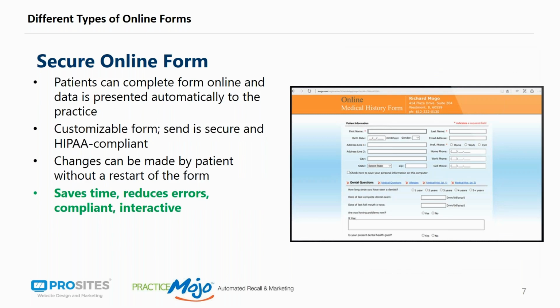What we think is important in the future is a secure online form where patients can complete the form online, the data can be presented automatically to the practice, a form that's customizable where you can send and exchange information securely and is HIPAA compliant, and then I can make changes or the patient can make changes without having to restart a new form. An online form really saves time, because you can focus on patient care and not on form fills. It reduces errors. It can be compliant, and it's interactive. And so what we see as the future of communication with patients is through an online form.